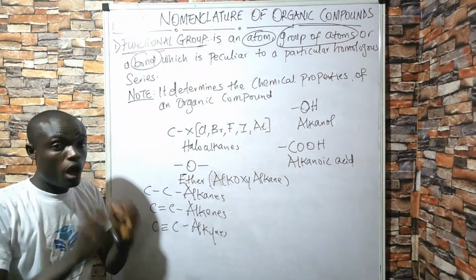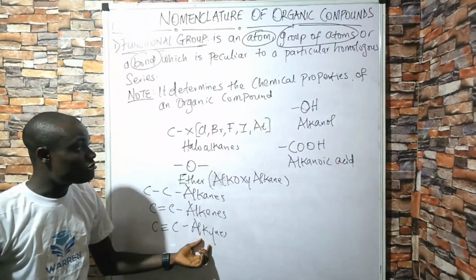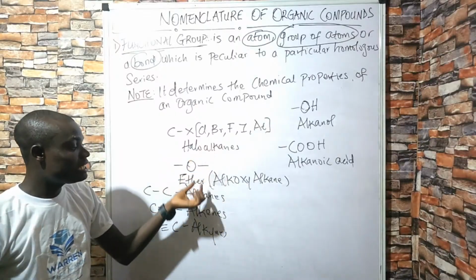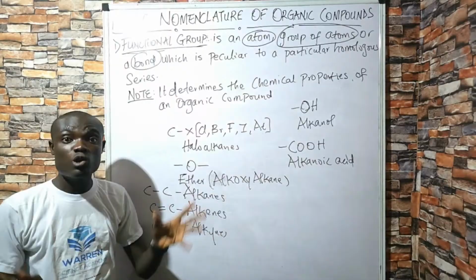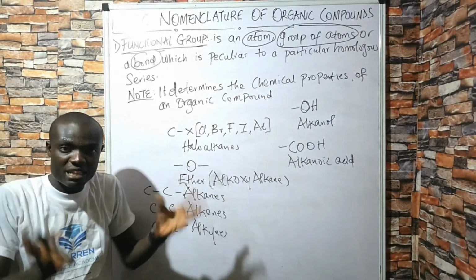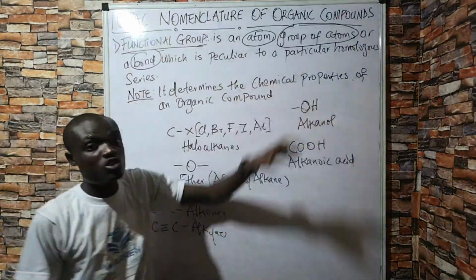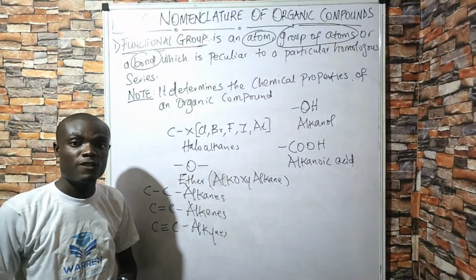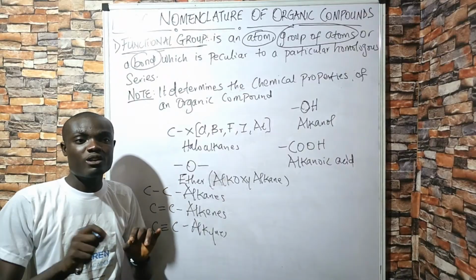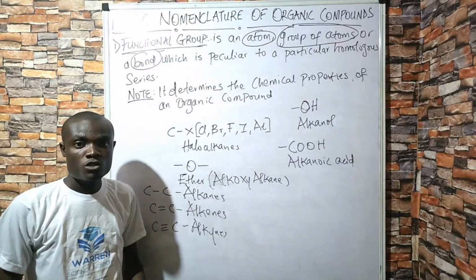to a particular homologous series. Now these names I'm writing out, haloalkane, ethers, alkane, alkynes, alkanoic acid, and a whole lot of others, we call them homologous series. They are families. So when we talk about homologous series, we are talking about a family. So it is peculiar to a particular family of organic compounds. Just like we have families, what's peculiar to a particular family? Their surname. So that's how we know them.